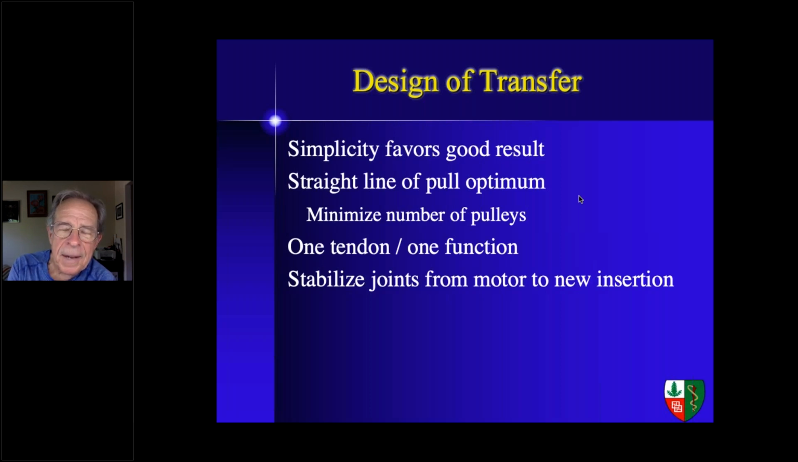Key here is to give your transferred tendon one function, because that's all it'll do. You can't ask a muscle to both very effectively extend the fingers and extend the wrist. It'll do one function and use most of its power and amplitude for that and have little left for the more distal function. So you need to be able to stabilize the joints from your motor, transferred motor, to the new insertion. So you have to have the ability to stabilize these joints if this is going to work.